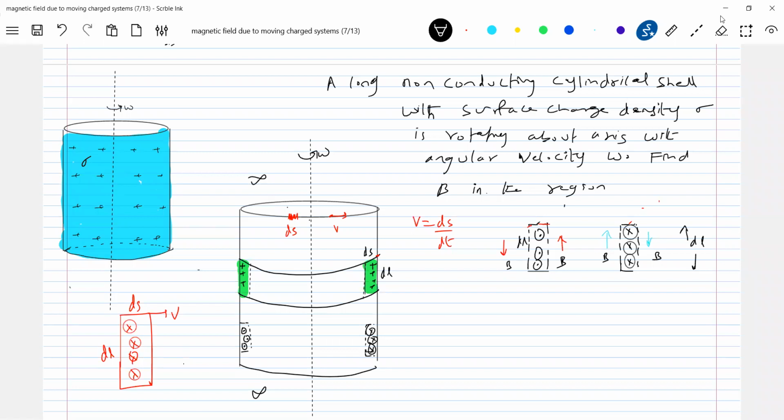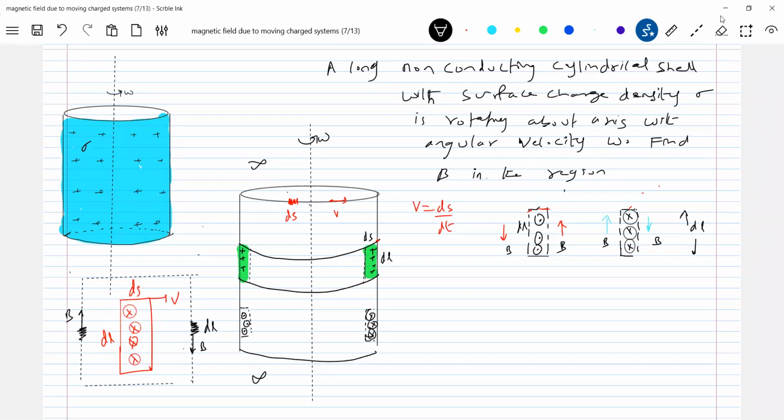Straight away, only one strip. At least do one thing: at least do it for one strip here. B dl here only. And how B bar will be in this direction. Here B bar will be in this direction. So looking at this diagram, what can you write?